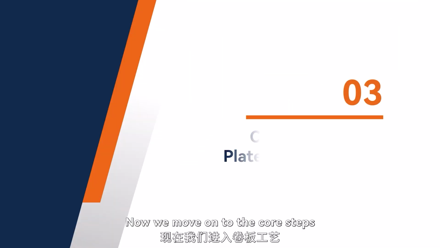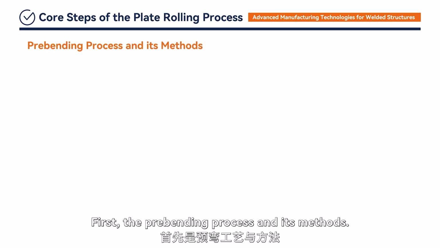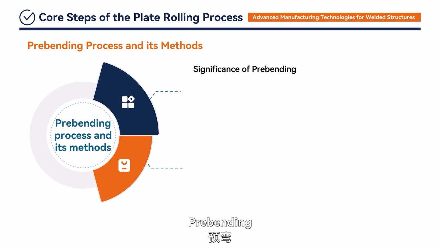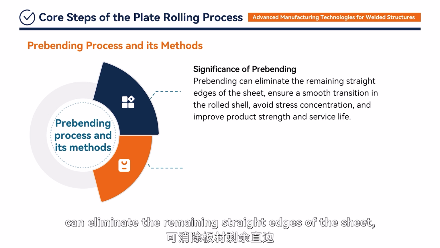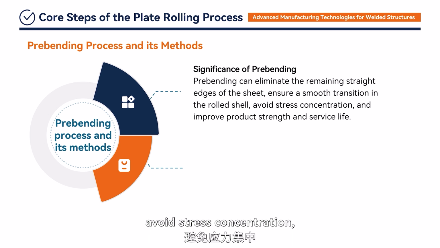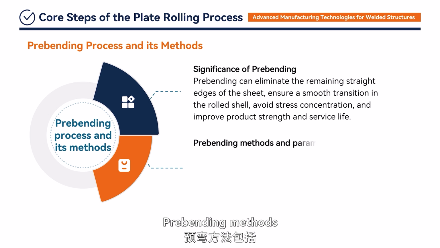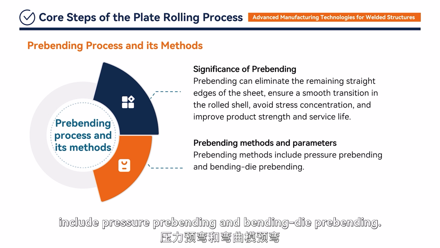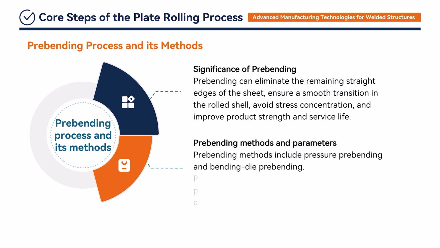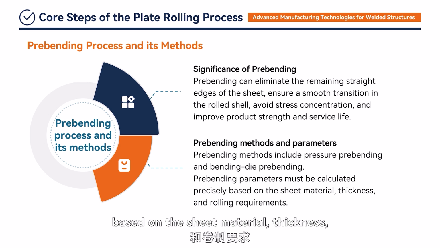Now we move on to the core steps of the plate rolling process. First, the pre-bending process and its methods. Pre-bending can eliminate the remaining straight edges of the sheet, ensure a smooth transition in the rolled shell, avoid stress concentration, and improve product strength and service life. Pre-bending methods include pressure pre-bending and bending die pre-bending. Pre-bending parameters must be calculated precisely based on the sheet material, thickness, and rolling requirements.